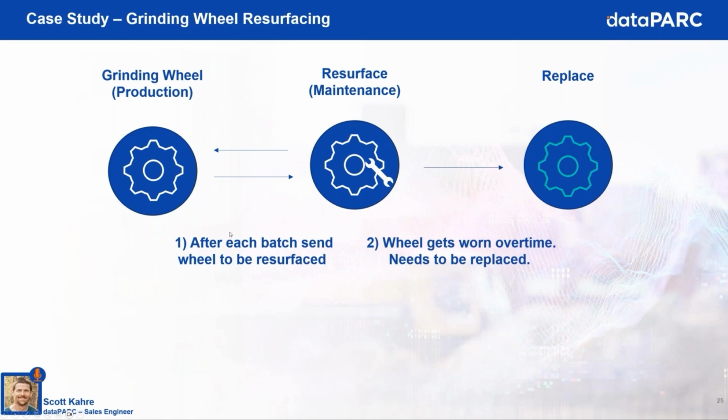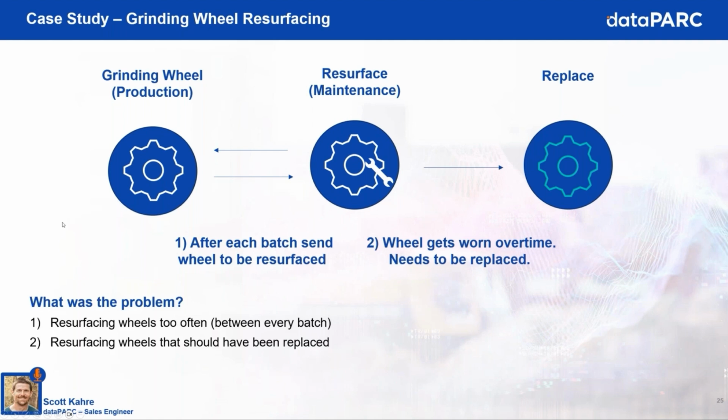So the problem was that the resurfacing of the wheels was happening too often. Operators, without any data or information to really understand how often it needed to happen, were just resurfacing between every batch, which was really, in a lot of cases, more often than necessary. They were also at times trying to continue resurfacing wheels that were actually worn out and should have been replaced, but they didn't have a good way to really know if that was the case.